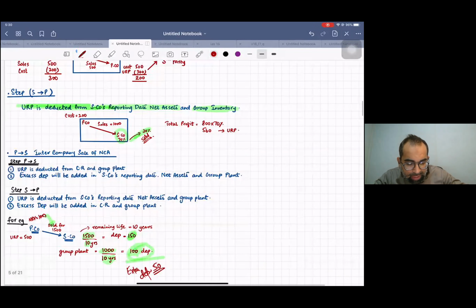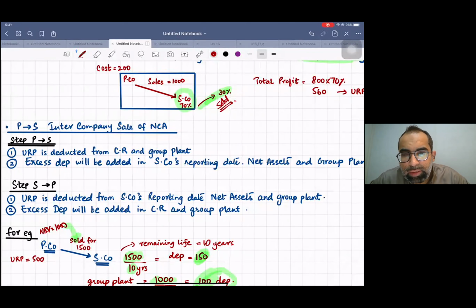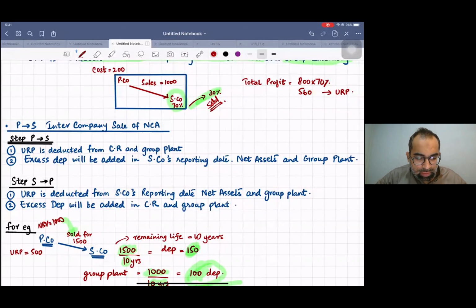P to S. Look at the screen, please. If a non-current asset is sold from P to S, what's the treatment? There are two steps. URP is deducted from CR and group plant. The second step, excess depreciation will be added in S company's reporting date net assets and group plant. Okay.